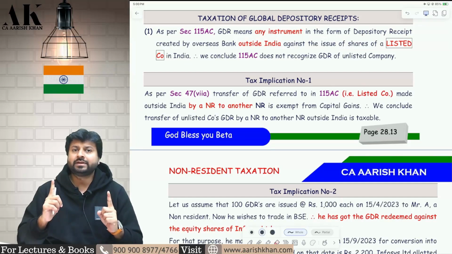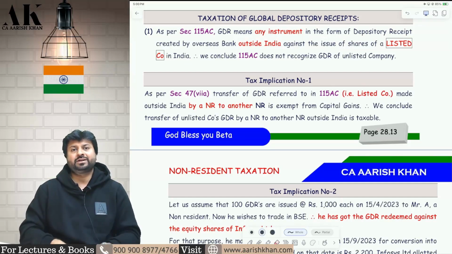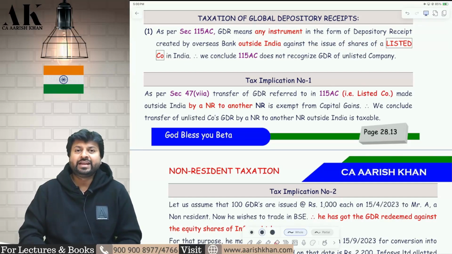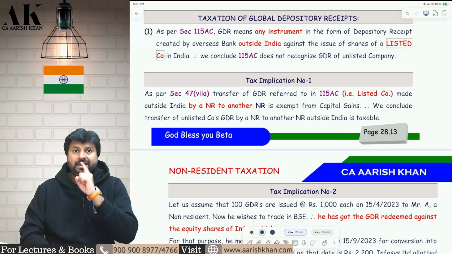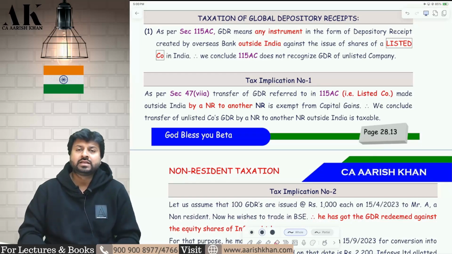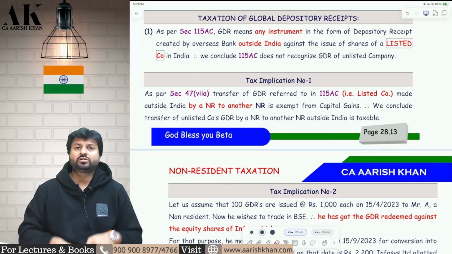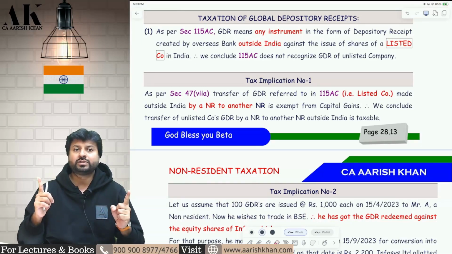Now, first of all, the income tax only recognizes GDR of a listed company. First thing you have to keep in mind: income tax does not recognize GDR of an unlisted company. That is the reason I'm taking the example of Infosys, because Infosys is a listed company. So Infosys, being a listed company, wants to raise money from UK.